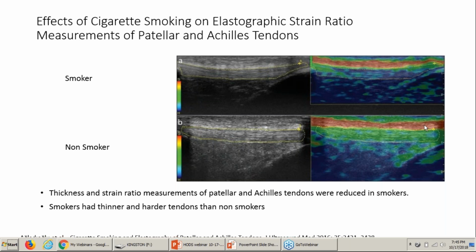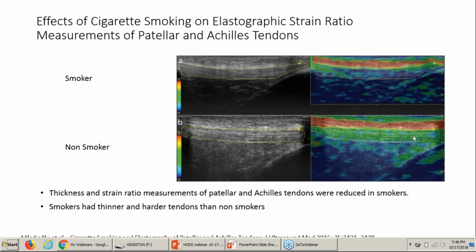Yeah. So I had a question about, in the smoker's tendon on the top one, the blue shows that there's increased resistance or hardening of the tendon. Is that a normal finding? Okay, I was thinking that was a normal finding. No. And that the green was more softening from the previous slide.